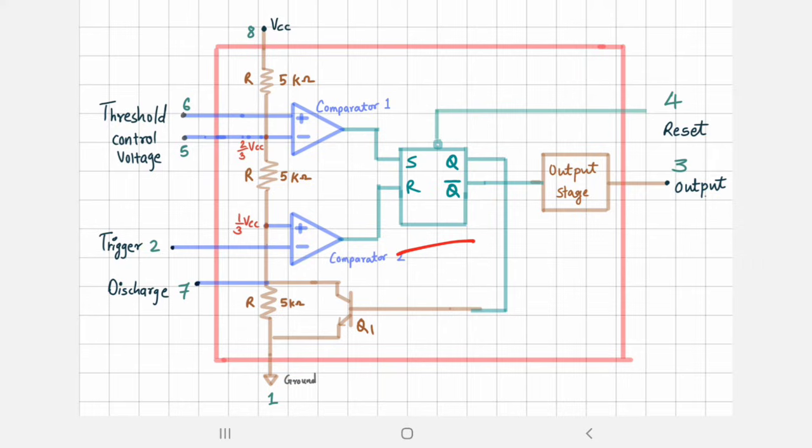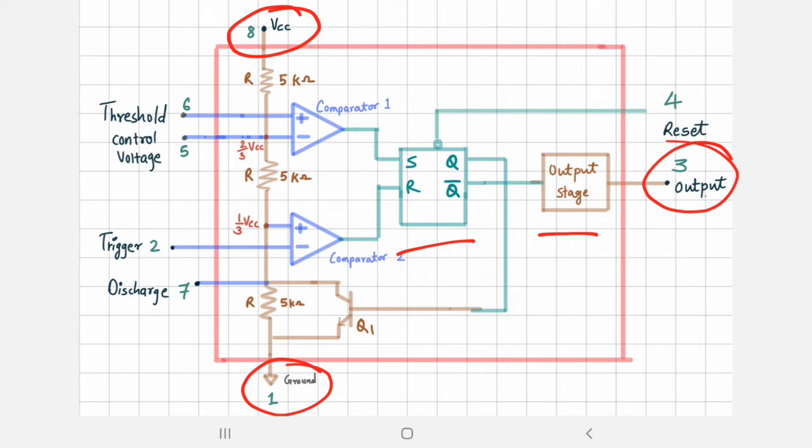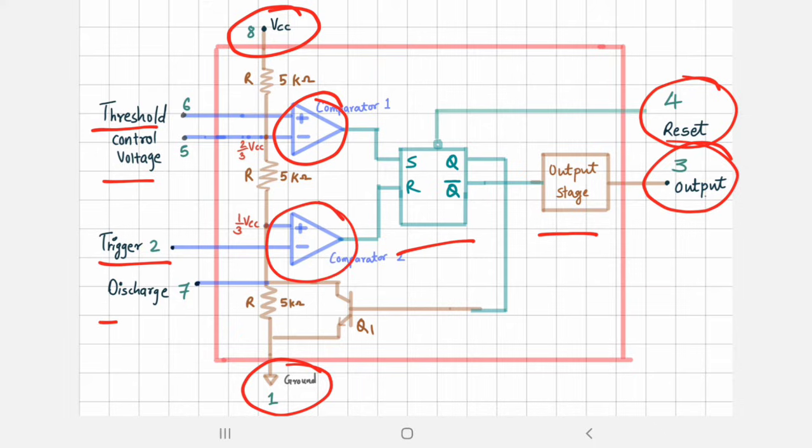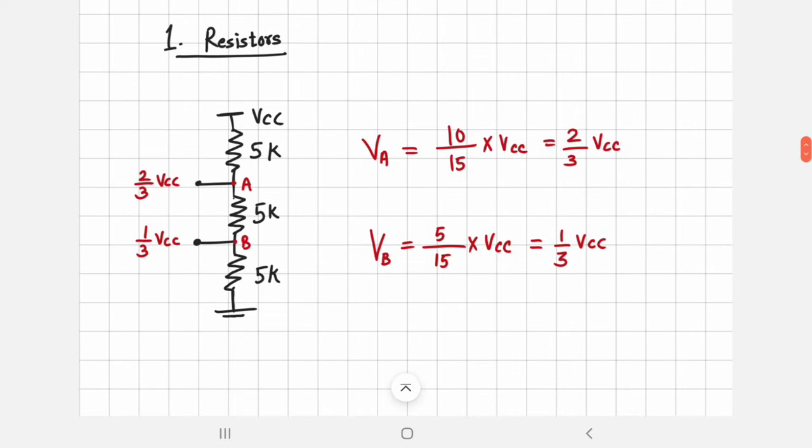Apart from these main components, there is an output stage where there will be a power amplifier, and then there is one transistor. To the first end of this resistor network, we are going to give VCC, and to the other end, we are going to give ground. Then the 3rd pin is here, output, and the 4th pin is reset, which is going to reset the flip-flop. If you see on the left side, the threshold and control voltage pins are going to the first comparator, then the trigger pin is going to the second comparator, and the discharge pin is connected to the transistor. So let's start with the resistors.